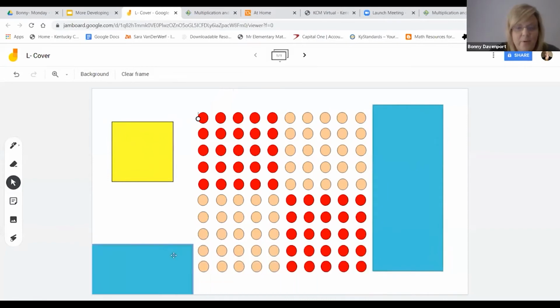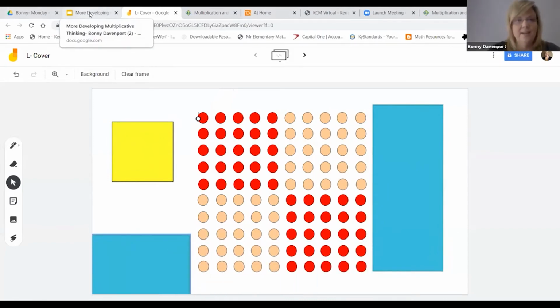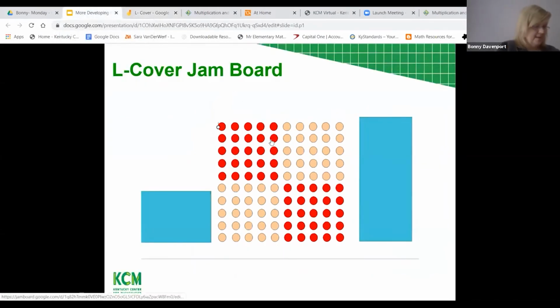So there is a Jamboard L cover that you might be interested in using there. This is what the actual one looks like that you might get if you were a Math Recovery trained person. And it's just the cutout L there with the 100 grid. Okay.